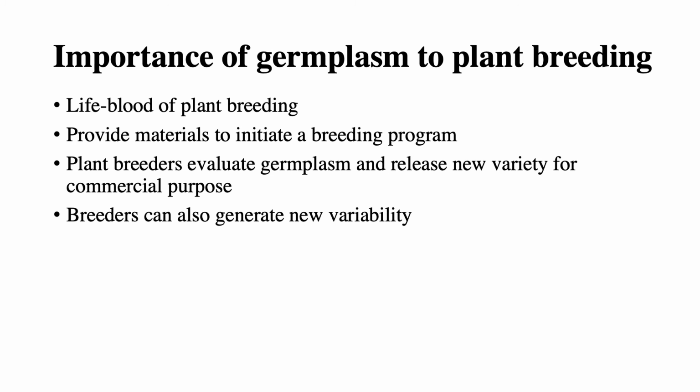But sometimes the breeders can also generate new variability by using a variety of methods such as crossing parents, mutagenesis, which includes induced mutation or spontaneous mutation, and more recently, gene transfer, or you can say genetic transformation. Breeders at present are using all these techniques to create variability, and after creating useful variation, they release varieties for commercial purposes.